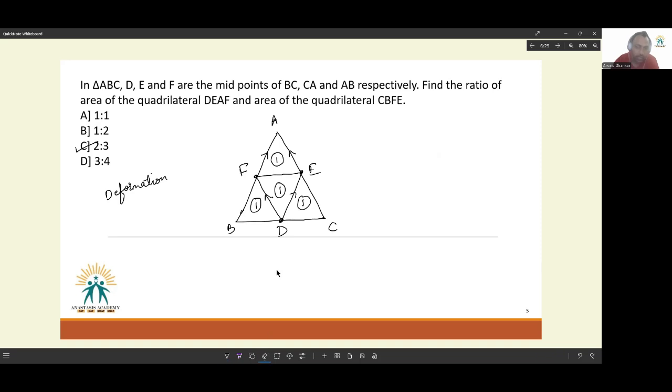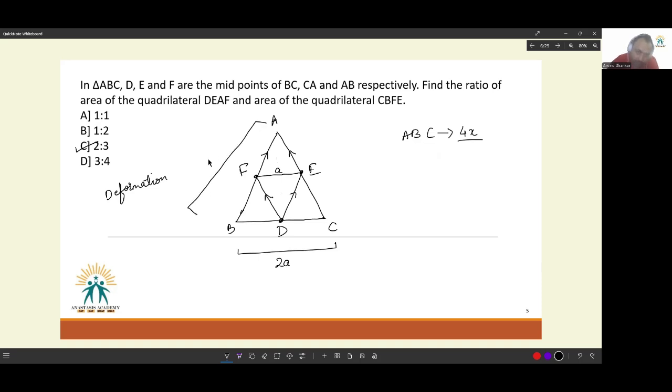Now, even if it was not an equilateral triangle, you can go ahead and solve it, no problem at all. Can you see, taking the area of ABC as 4x, FE will be half the length of BC? So if this length is, let's say, 2A, this length will be A.